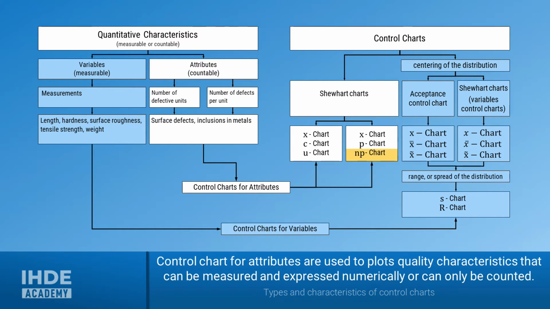Second, there are the attributive characteristics. Those are all characteristics that can only be counted. On the right side, we have the different control charts for attributive characteristics with a white background. As you can see, there are 6 control charts for attributive characteristics. As already mentioned, this is about the NP chart for the number of defective units.